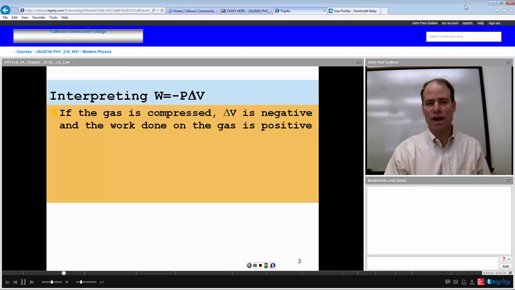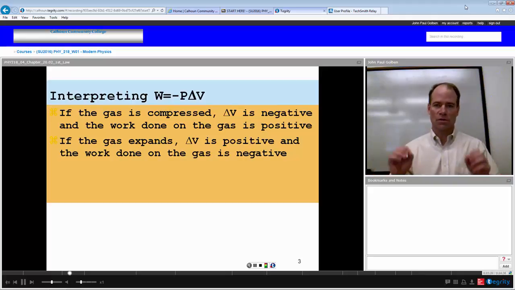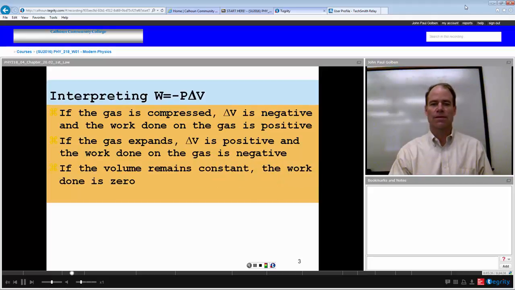So if the gas is compressed, our change in volume will be a negative quantity. The work, which is the negative pressure times the change in volume, will be a positive quantity. So the work done on the gas will be a positive quantity. If the gas were to expand, change in volume will be a positive quantity, and the work done, quote, on the gas would be negative, because it would be a negative P times change in volume. If the volume were to remain constant, the work would be zero, because the work has to involve a change in volume.